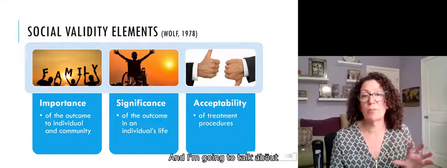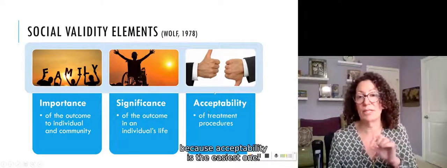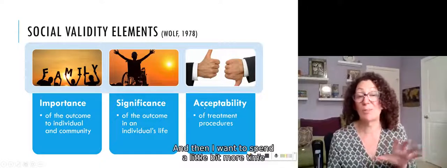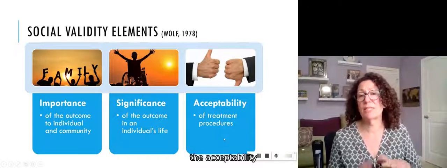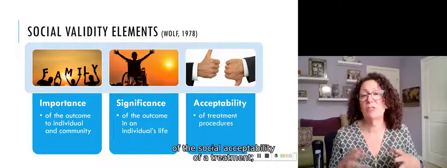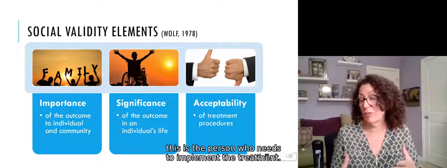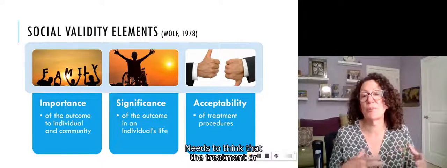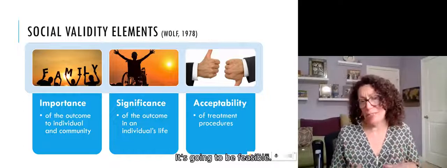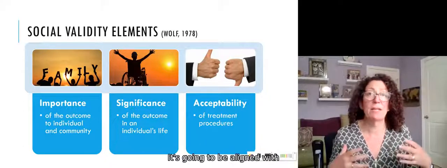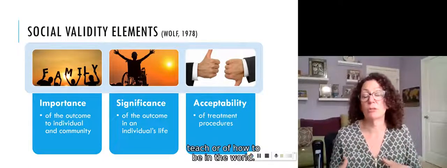And I'm going to talk about these three elements kind of in reverse of what you see on the screen, because acceptability is the easiest one, and then I want to spend a little bit more time on importance and significance. So when we talk about the social acceptability of a treatment, the person who needs to implement the treatment needs to think that the intervention we're recommending is going to work, it's going to be feasible, it's not going to take too much time, it's going to be aligned with their philosophy of how to teach or of how to be in the world.